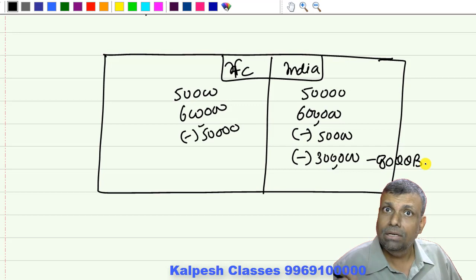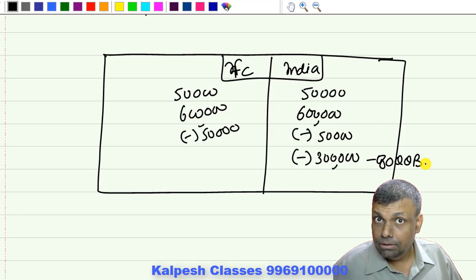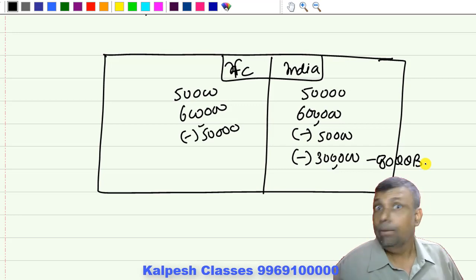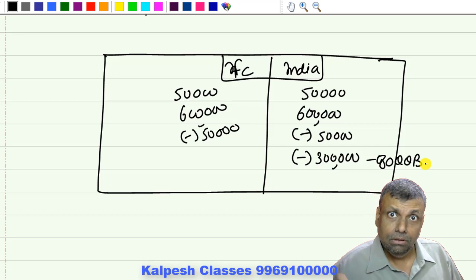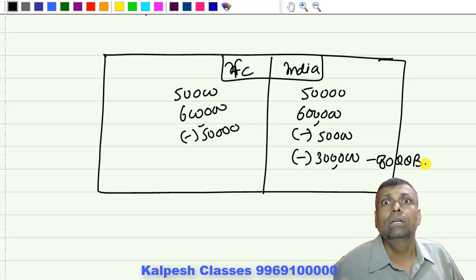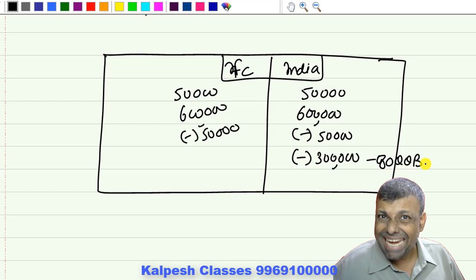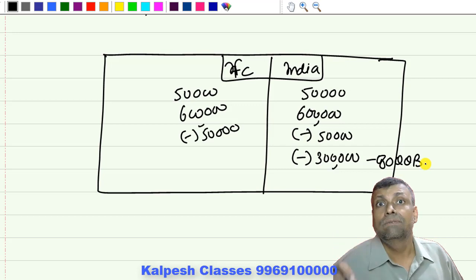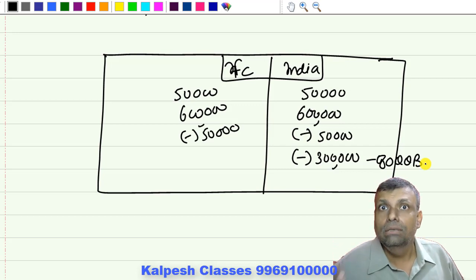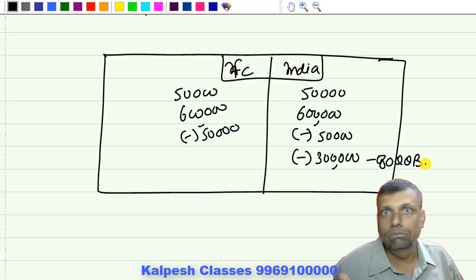I repeat that if any one country is not taxing an income, it is not a doubly taxed income.